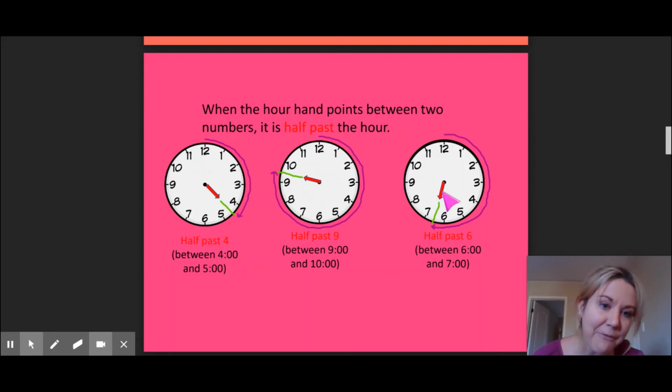Here you'll notice that the hour hand is pointing halfway between which two numbers? That's right, it's halfway between the 6 and the 7. Okay, it's right between the 6 and the 7. If we follow the path the hand takes, 1, 2, 3, 4, 5, 6, stop right there. It hasn't made it to the 7 yet, so it's 6:30.